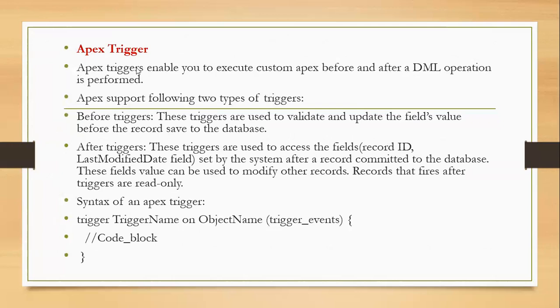Next, Apex trigger. An Apex trigger enables you to execute custom Apex before and after DML operations are performed. Salesforce supports two types of triggers. Before triggers are used to validate and update field values before the record is saved to the database. After triggers are used to access fields like the record ID and last modified ID, set by the system after the record is committed to the database. These field values can be used to modify other records. Records that fire after triggers are read-only.